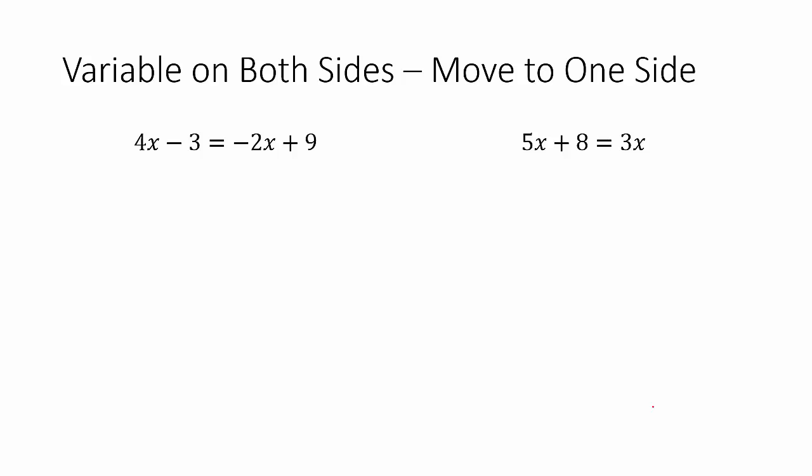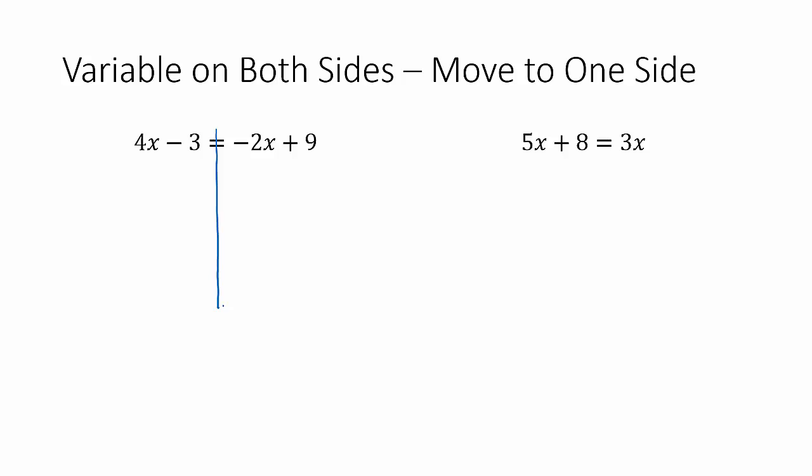Now, there's a few equations that kind of throw this curveball at us. They put the variable on both sides of the equation. You'll see in each of these examples, if we balance on the equal sign, the x is on both the left and the right. Well, the way we're going to fix that is we're going to always first move all the variables to the same side of the equation as a block.